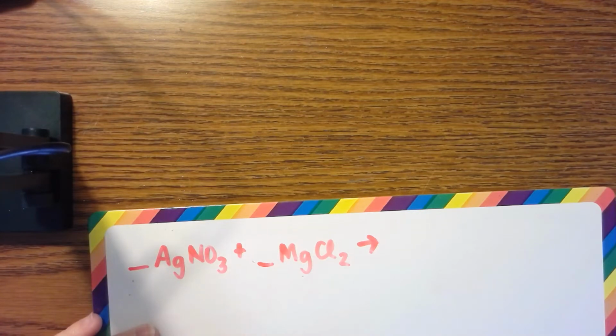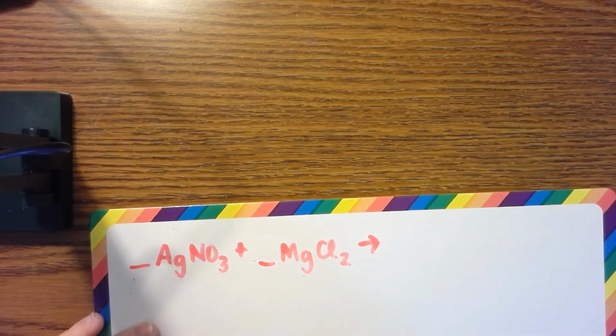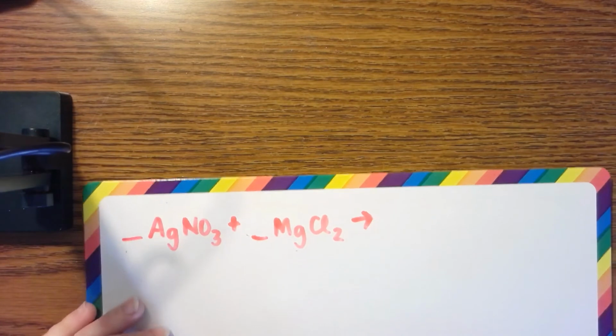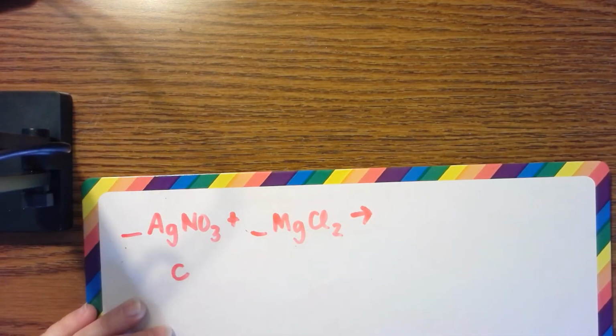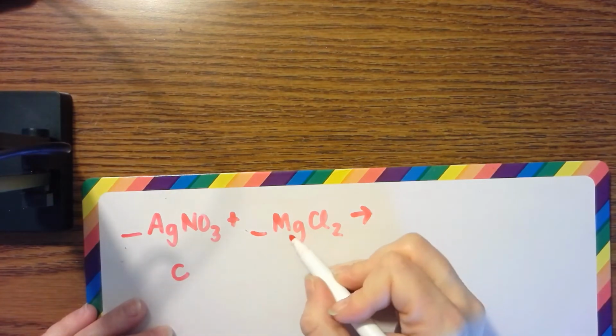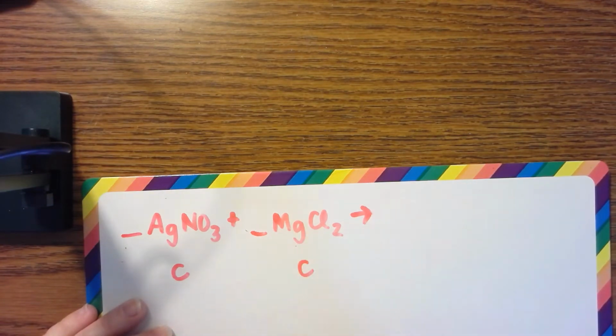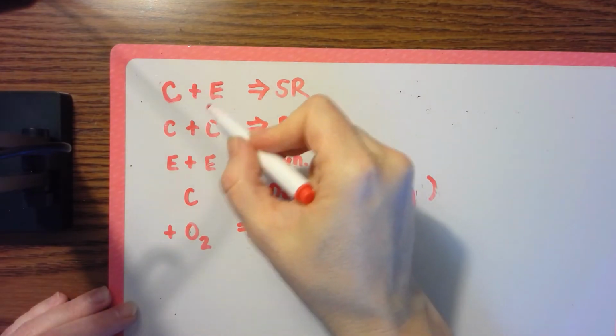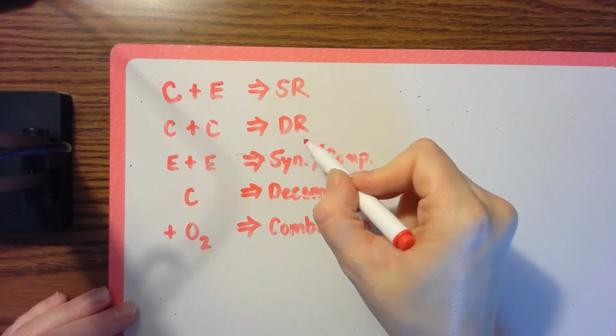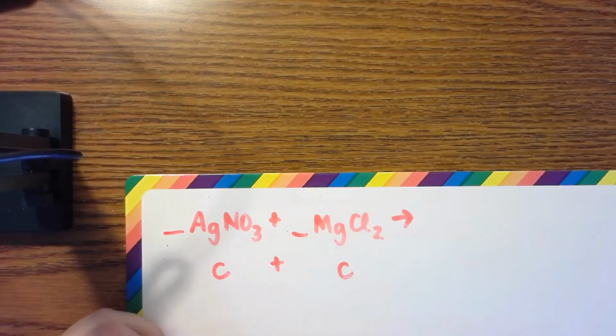So the first thing we need to do is identify what type of reaction this is. So you look at what you're starting with. AgNO3 is definitely a compound. There's more than one element there. Same for MgCl2, also a compound. So we have compound plus compound. If we go to our shortcut code list, we know that compound plus compound means double replacement. And double replacement means we're switching partners.